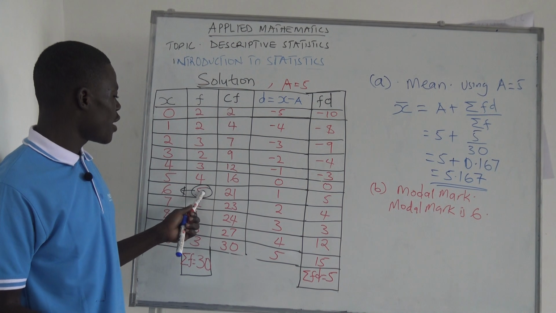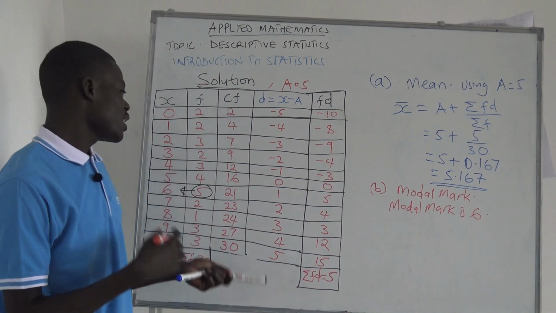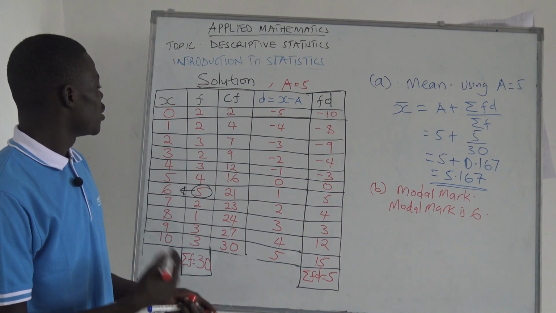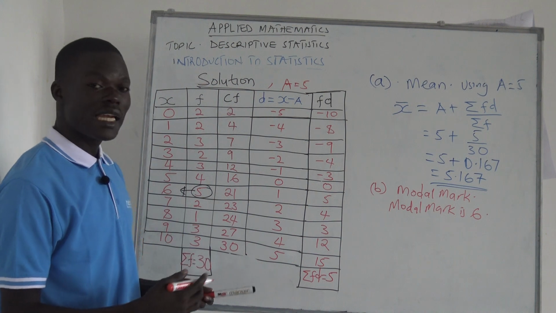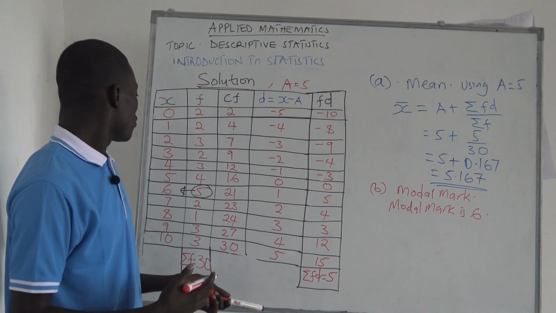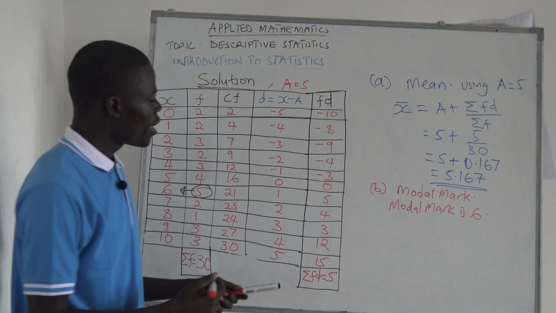It is appearing 5 times, more than any other mark in that test. So those people got 6 out of 10. They are more than people with any other number. So that one becomes our modal mark.